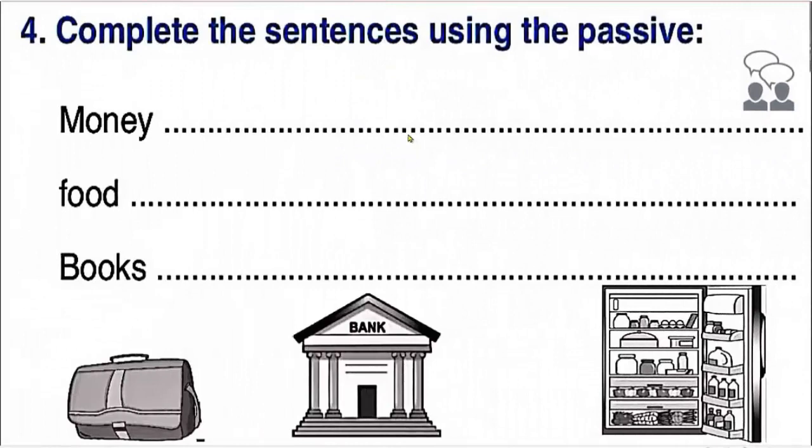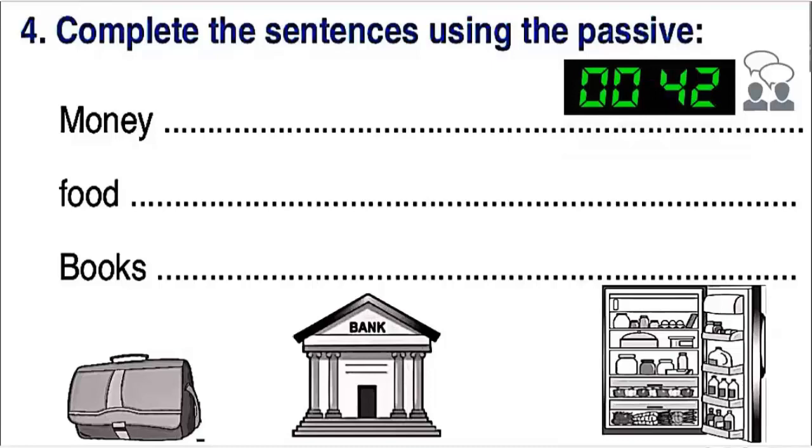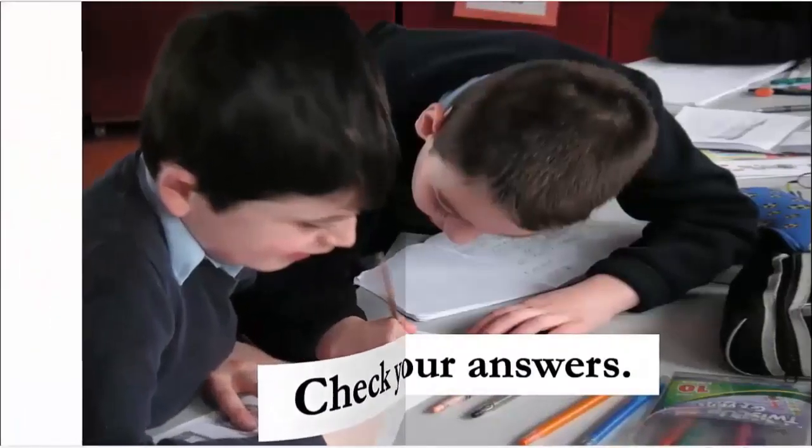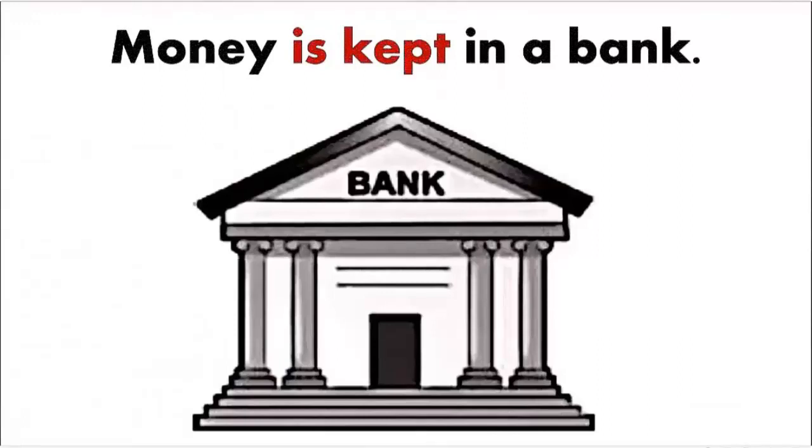Now let's go to exercise 4. Complete the sentences using the passive. Money, food, books. Form a passive sentence. Who can give me the answer? Okay, for number 1, money is kept in a bank.